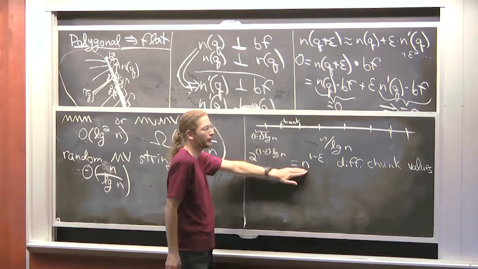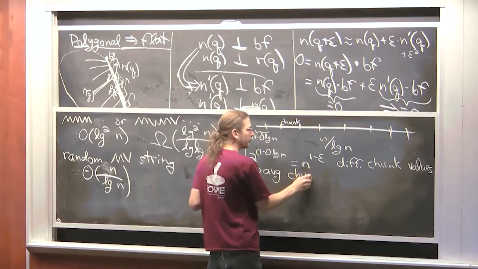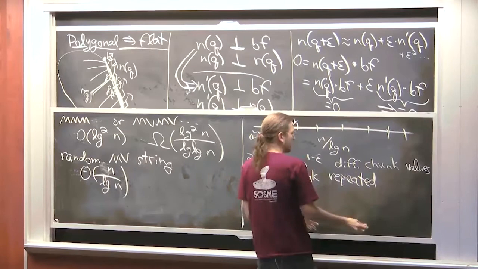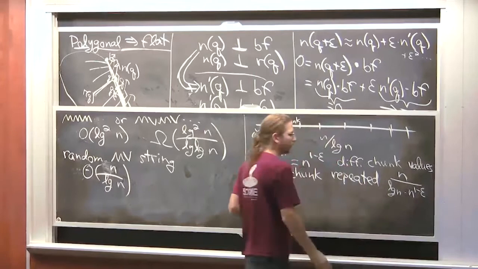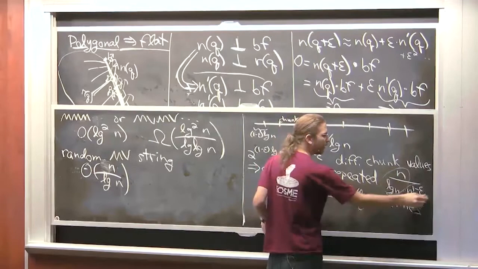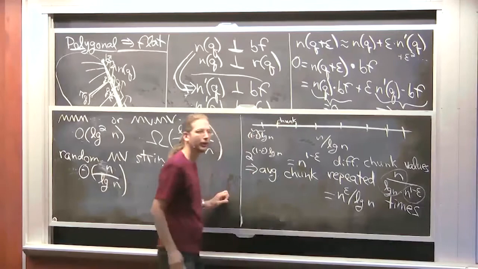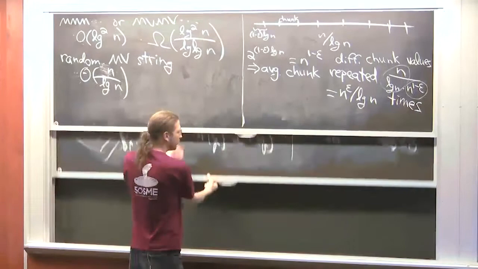This is n over log n. So there's actually many of the chunks have to be repeated. So this means an average chunk is repeated. What is it? It's n over log n of them. It's like n over log n divided by n to the 1 minus epsilon, which is n to the epsilon over log n. This is the number of chunks here, and we're dividing by the number of different ones. So typical repetition is going to be n to the epsilon over log n times. I'll just assume all chunks are repeated this many times. It's all linear, so it doesn't matter whether some are more common, some are less common. Okay, cool. Now what?